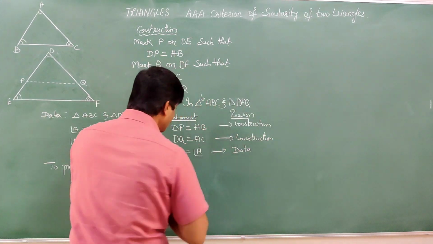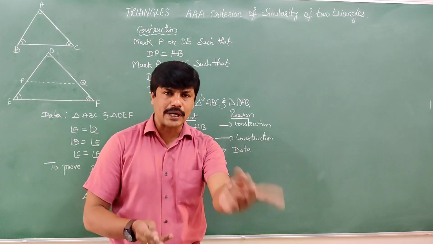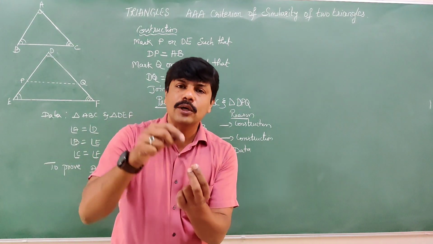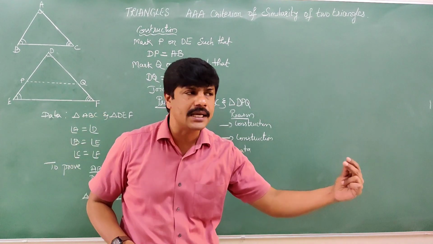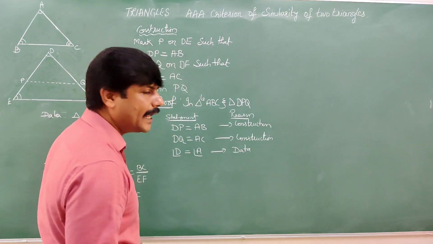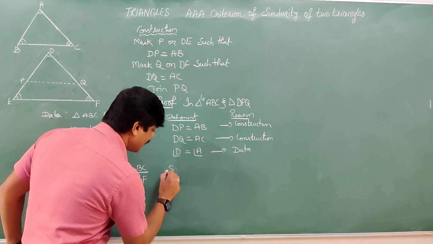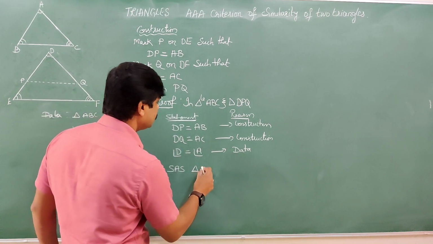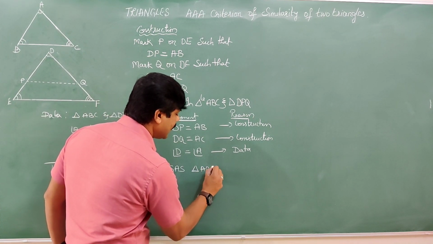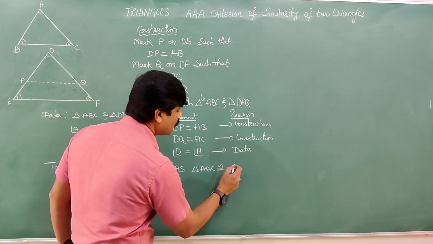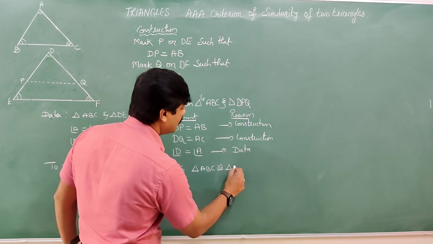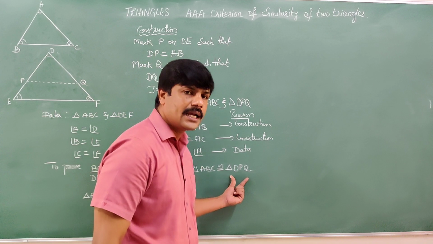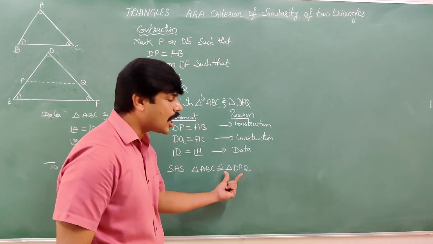Now see that in any two triangles, if two sides and the included angle of one triangle are equal to two sides and the included angle of the other triangle, then by the SAS postulate, triangle ABC is congruent to triangle DPQ.